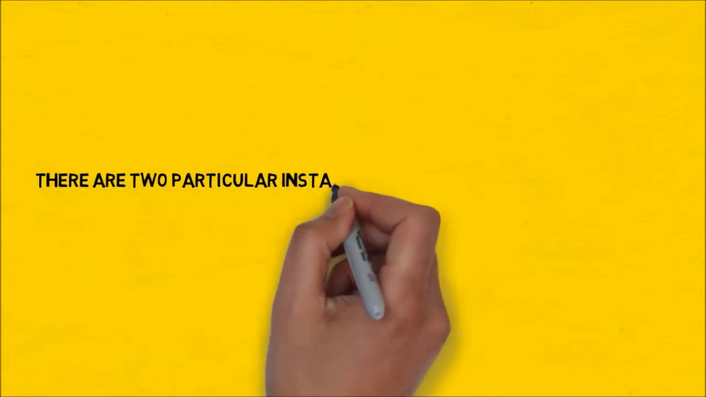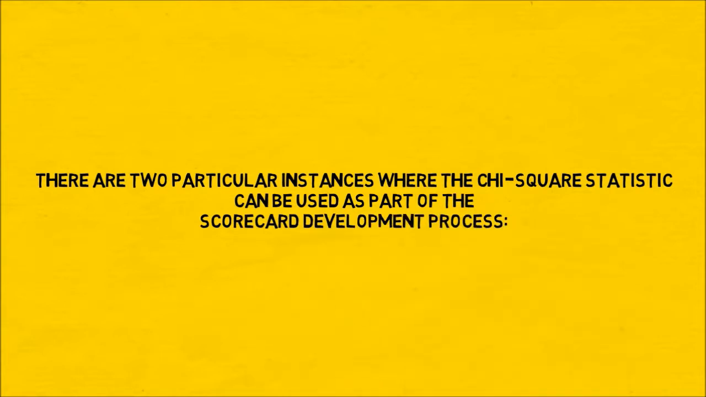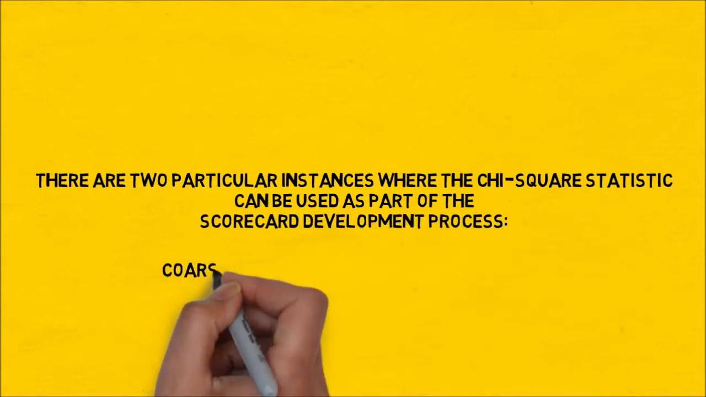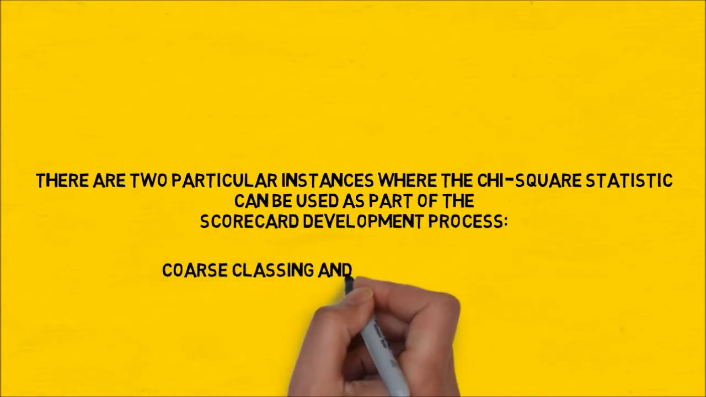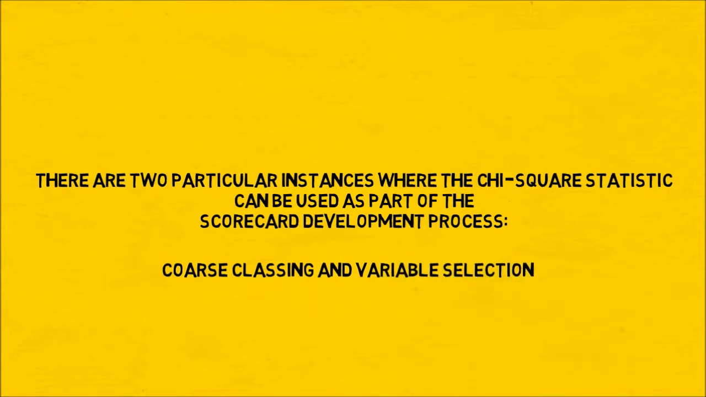There are 2 particular instances where the chi-square statistic can be used as part of the scorecard development process. One is in course classing, and the other one is in variable selection. So now you know how chi-square is used in credit scoring.